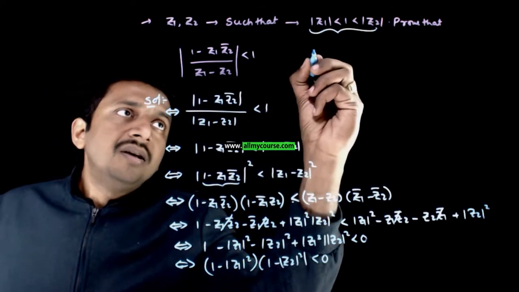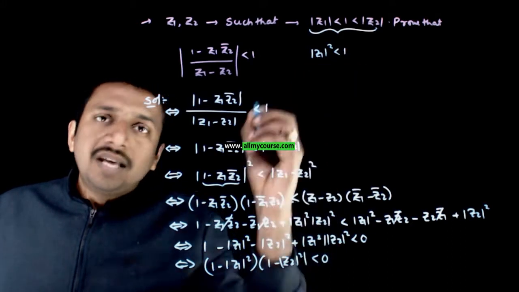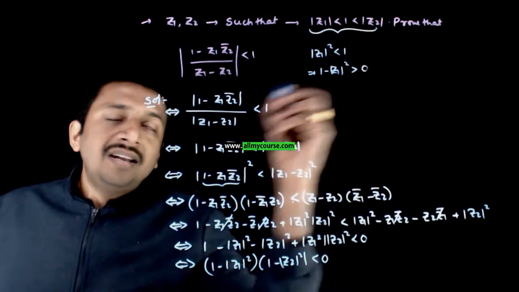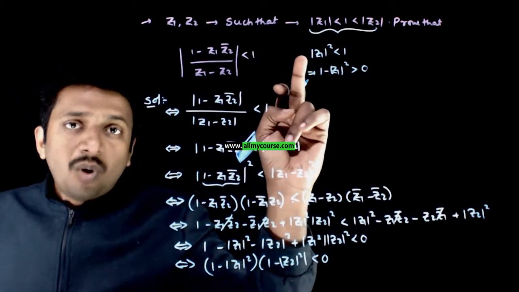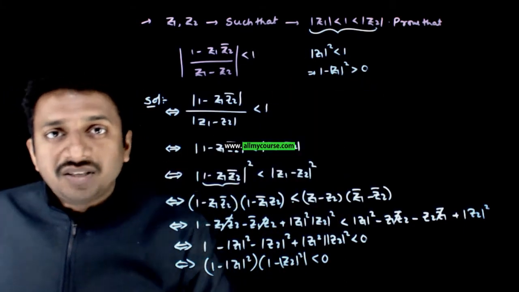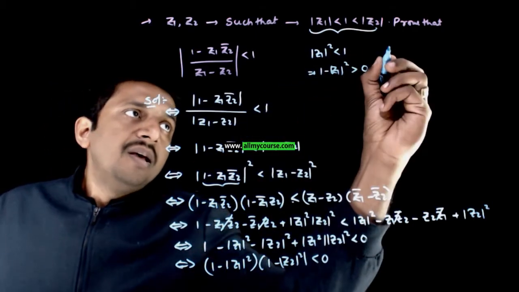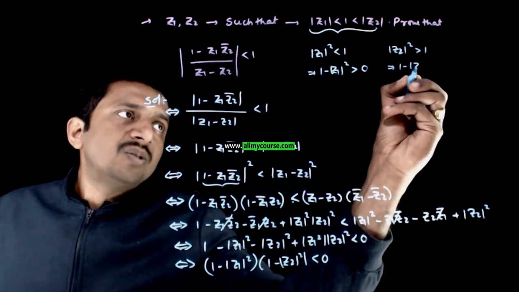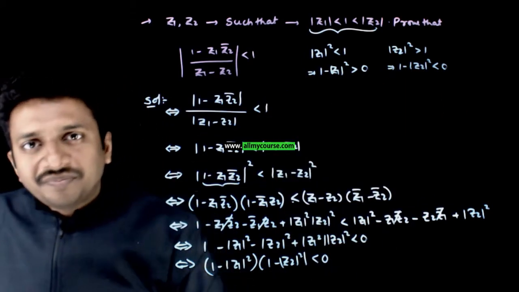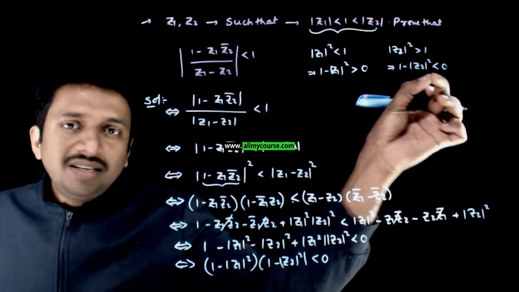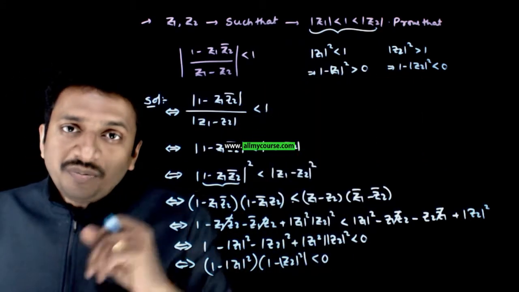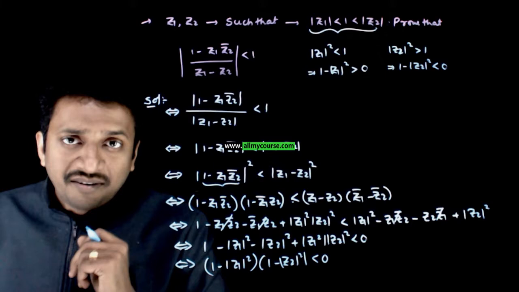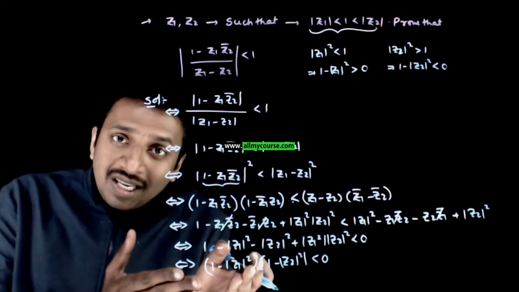Because from the given condition, mod Z1 square is less than 1, hence 1 minus mod Z1 square is greater than 0. Similarly, mod Z2 square is greater than 1. This implies 1 minus mod Z2 square is less than 0. So this is greater than 0, this is less than 0. Now what is the product of these two? One number is negative, the other number is positive. That means the product is negative, which is what this inequation is saying.